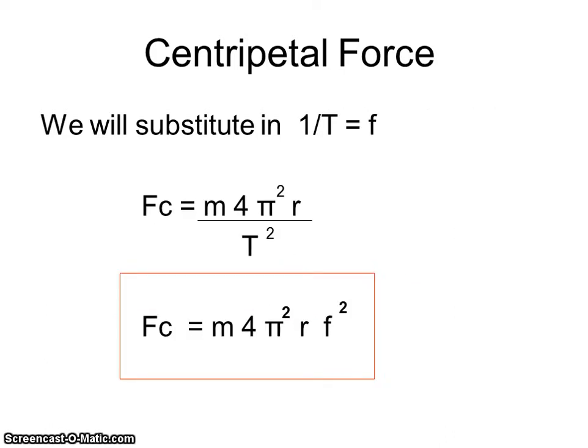Now to get our last centripetal force equation, there's the relationship between period and frequency, and it's an inverse relationship. So if I substitute that in for the period, I get my third and final equation. The centripetal force is m for the mass times 4 times pi squared times the radius times the frequency squared.